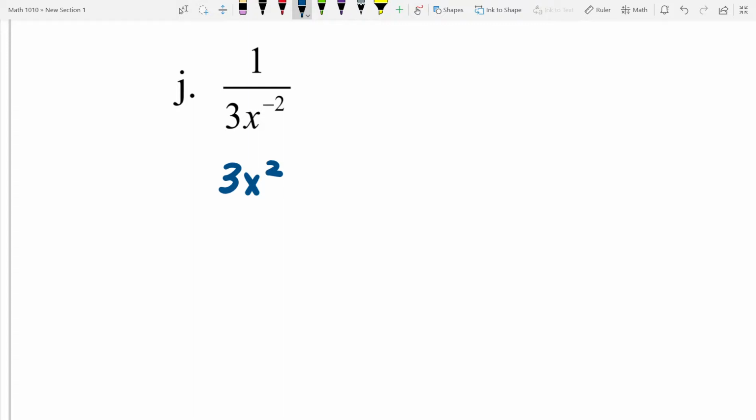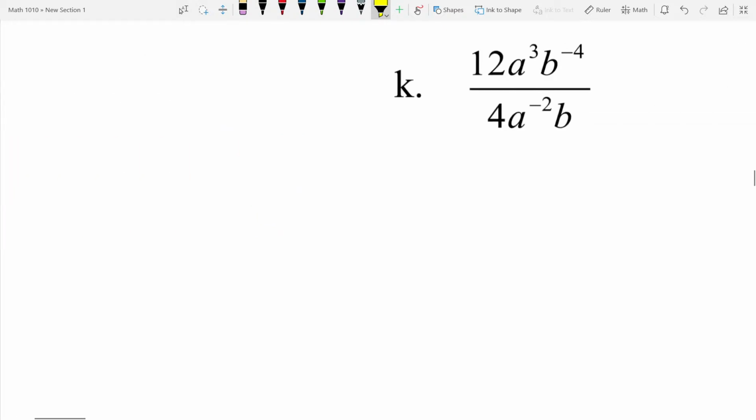Okay, go ahead, honey. What's wrong? The 3 stays on the bottom. Why? Because the exponent is on the 3. Yeah, the 3 doesn't have a negative exponent. What's the exponent of the 3, everybody? It's a 1. So there's absolutely nothing wrong with the 3. It's the x that's the problem. So the x to the negative second comes up, and you have an x to the second over 3, and that is your answer. Okay, who says, I feel good so far? Raise your hand. Let me see. Okay, great. Okay, let's look at K.